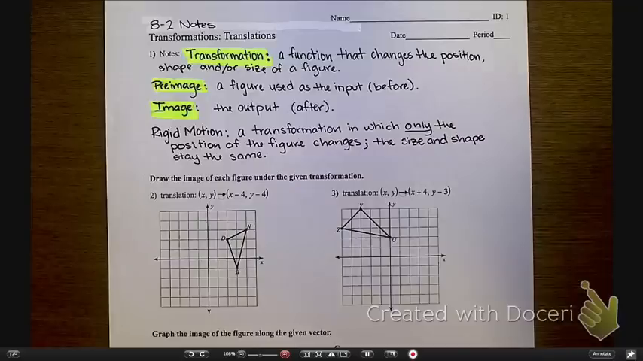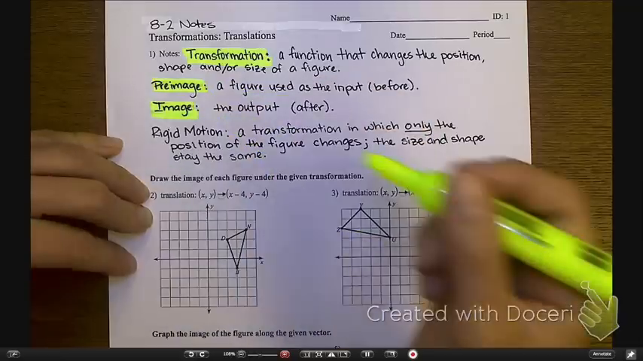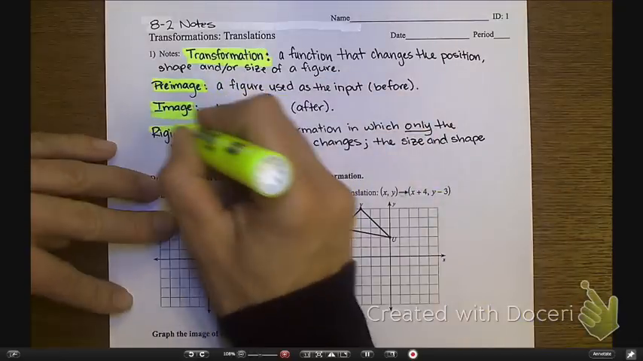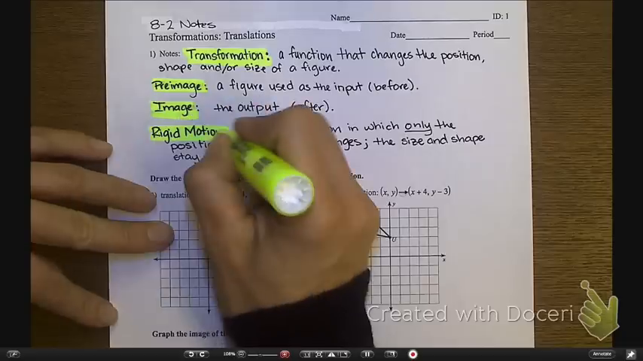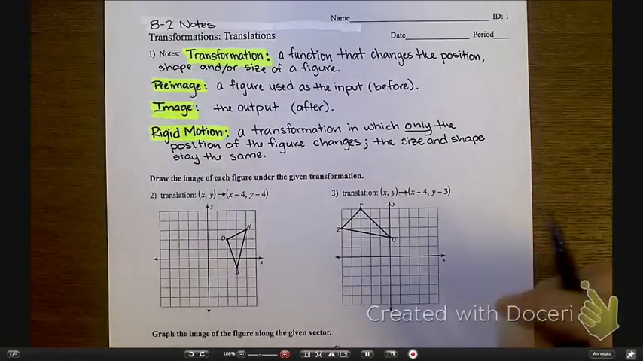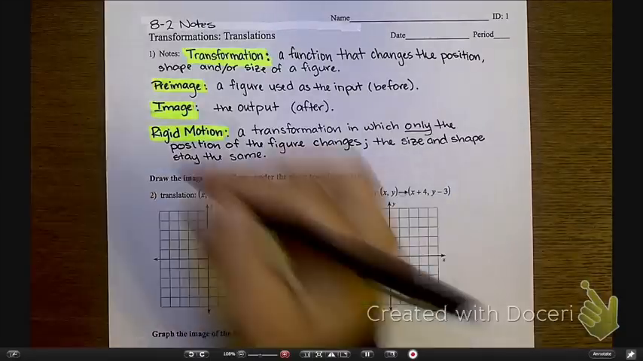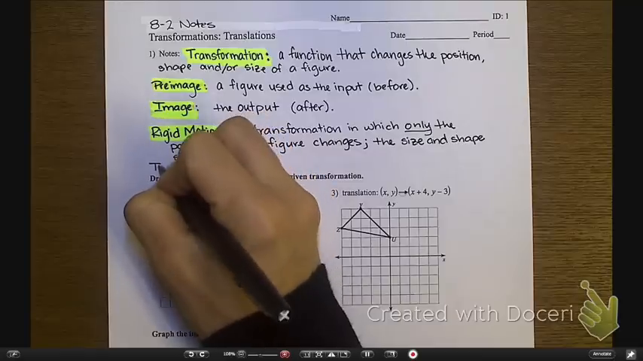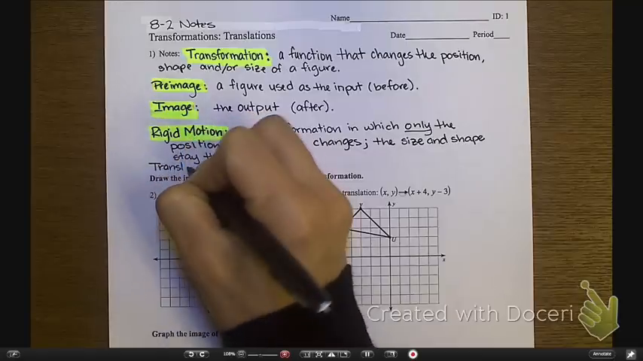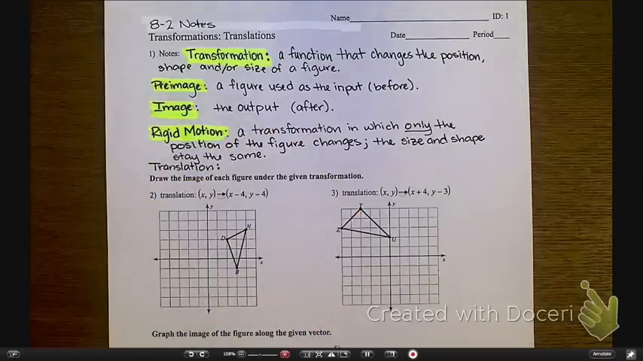All right, so rigid motion. This is a transformation in which only the position of the figure changes. So the size and the shape of the original figure are going to remain the same, just the positioning is going to change, like the location or the orientation of the shape. Now our first type of rigid motion is called a translation. That's what you guys are going to be working with today.